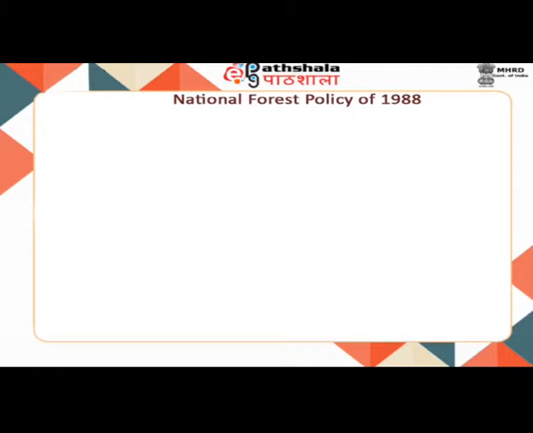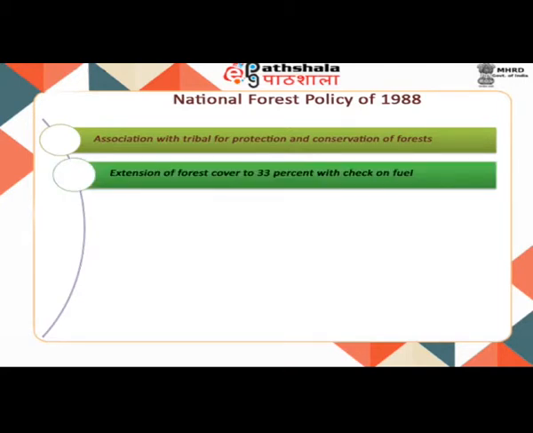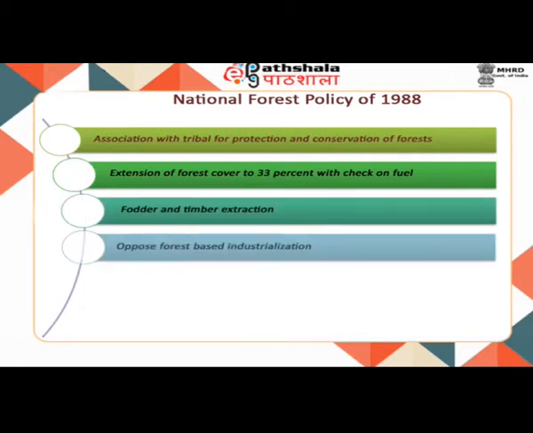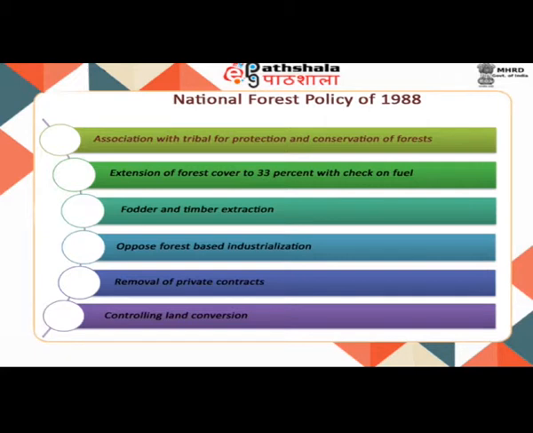The key issues addressed included association with tribals for the protection and conservation of forests, extension of forest cover to 33% with a check on fuel, fodder, and timber extraction, or the opposing of forest-based industrialization, and the removal of private contracts and controlling land conversion.